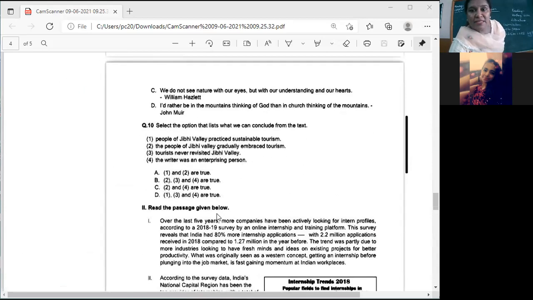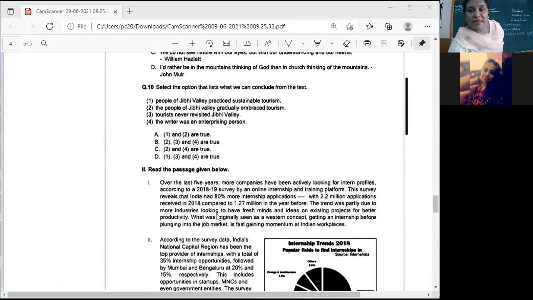Okay, right. Now, look at this here. Select the option and list what we can conclude. People of Jibhi Valley practice sustainable tourism. Did they? The people of Jibhi Valley gradually embraced tourism. Tourists never revisited Jibhi Valley. The writer was an enterprising person. Which ones are true? Last one is correct. The writer was an enterprising person.